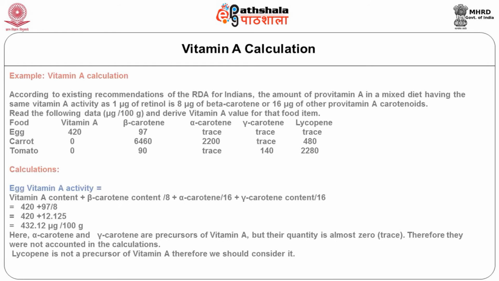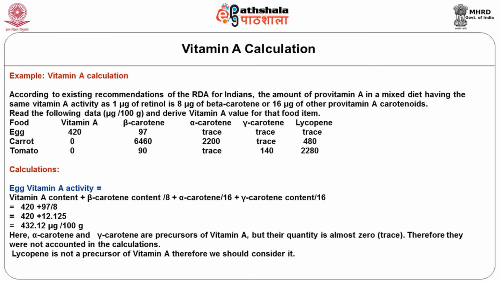I am giving you an example of how to read or calculate vitamin A from a food by looking at the food composition database. For example, if you want to calculate the vitamin A activity from the hen's egg, what are all the things you have to look into in the database?